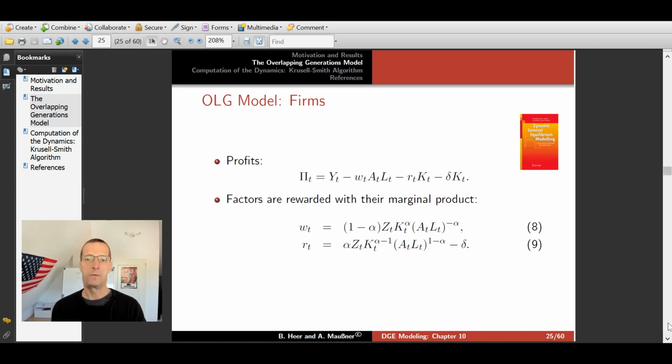Now, the firms maximize profits, which are given by production minus wage cost minus interest rate cost minus depreciation, so that we get that W_T, the wage rate, is equal to the marginal product of labor, and the real interest rate R_T is equal to the marginal product of capital minus depreciation delta.